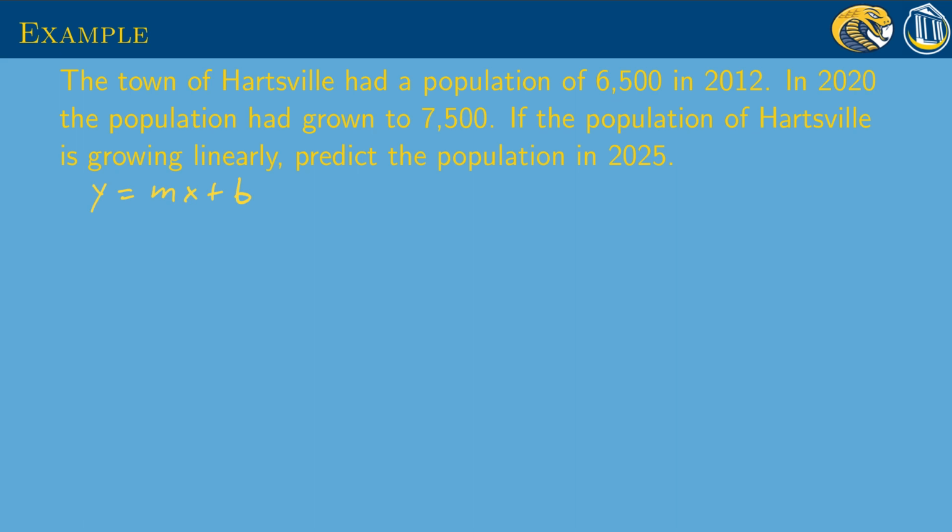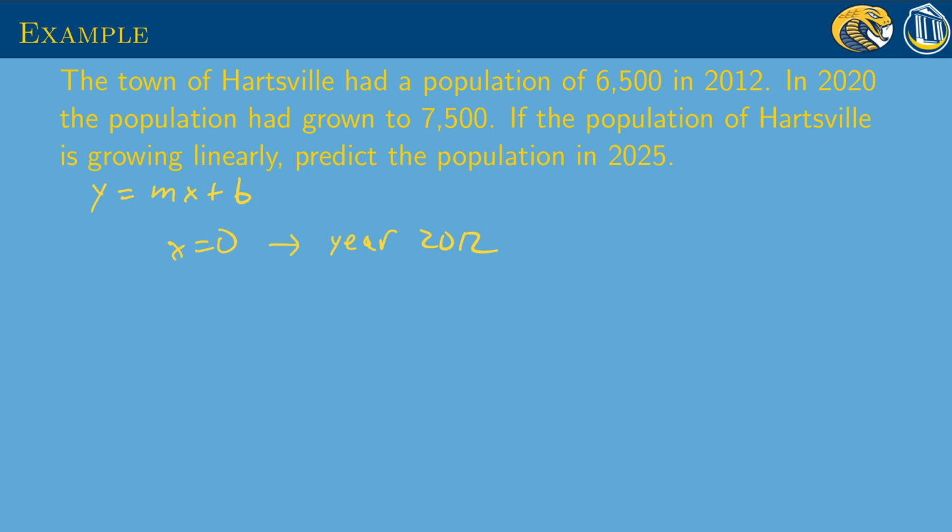Now there are a couple ways we could start this problem, but a lot of them are going to involve using really big numbers. In order to make our life easier, we're going to assume that x equals 0 is the year 2012. X equals 1 would be 1 year after that. X equals 10 would be 10 years after 2012. And what that allows us to do is to simplify a lot of our math.